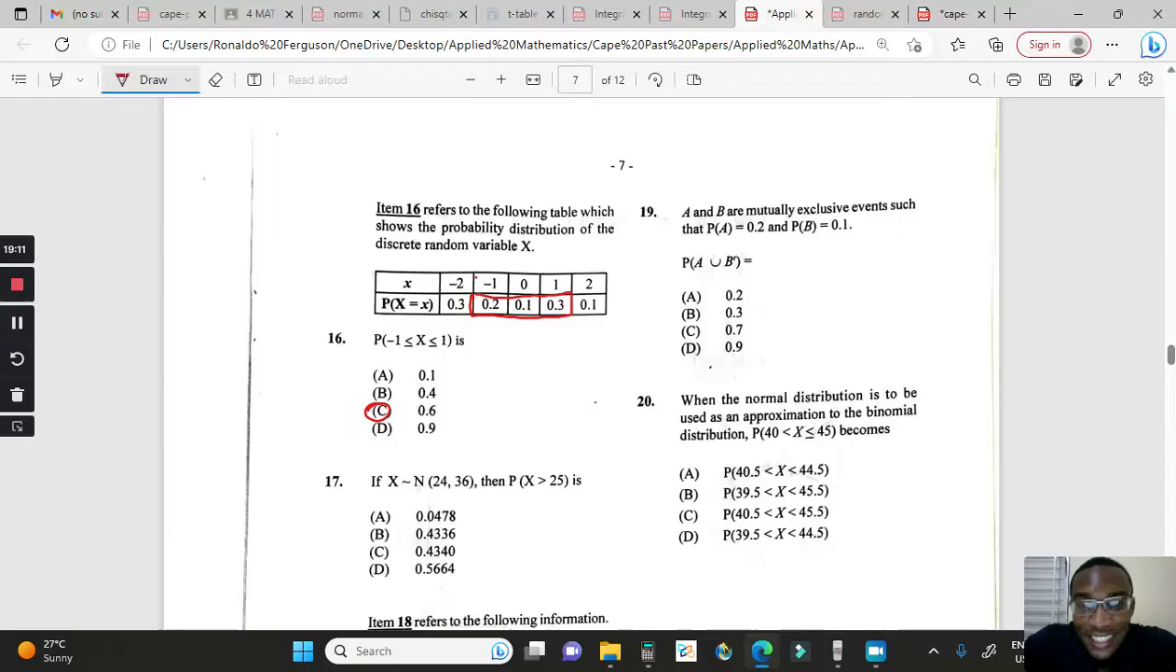Now we're at normal distribution. I love normal distribution so much. I just think it's so nice and entertaining to use the table.